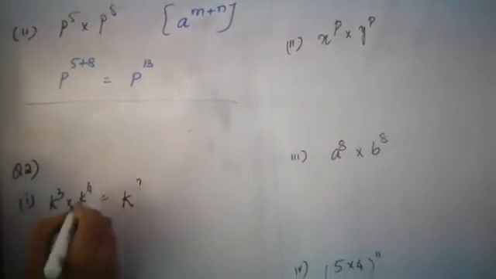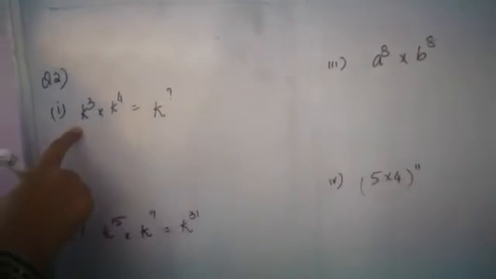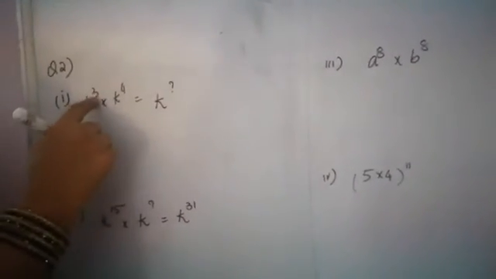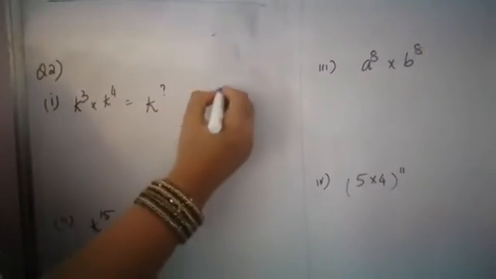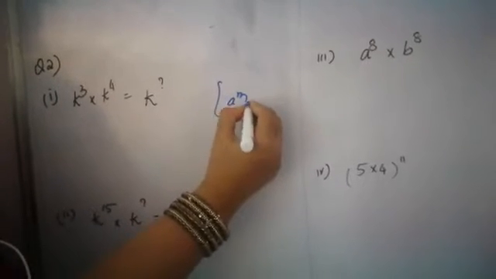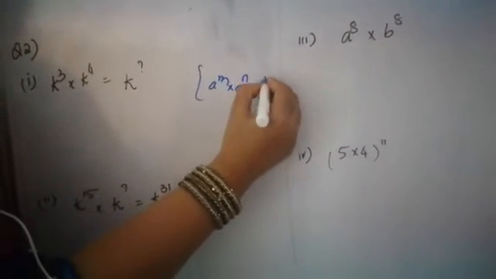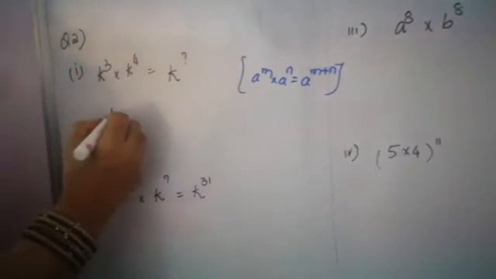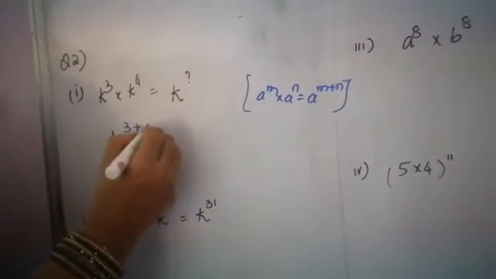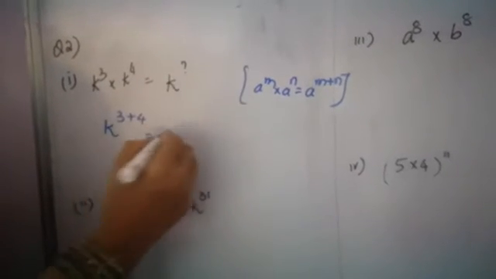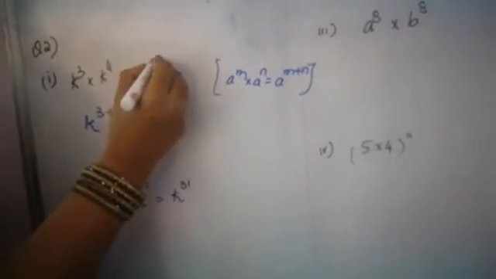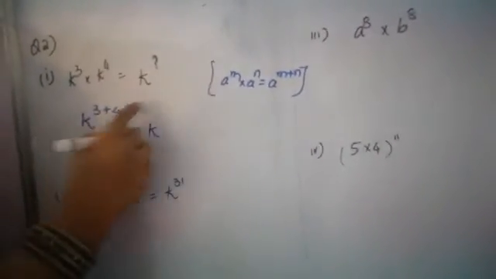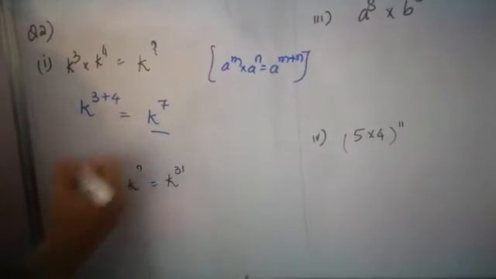Is it fine, ma'am? Now, here question number 2 is given, k cube into k to the power of 4. So, again a to the power of m into a to the power of n is equal to a to the power of m plus n. Remember, bases are same, powers must be added, k to the power of 3 plus 4. So, what is the value of k to the power of question mark? That is what the question mark is asking. So, 3 plus 4, 7. So, k to the power of 7 is the answer.